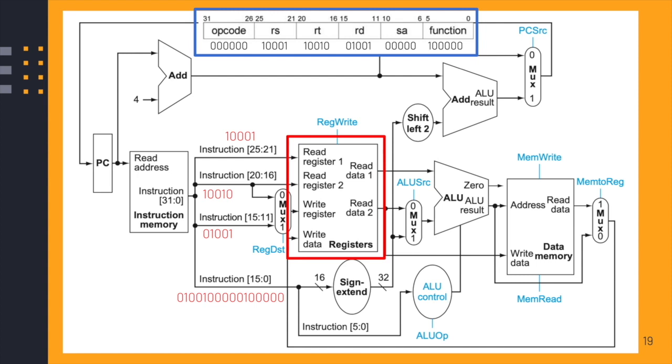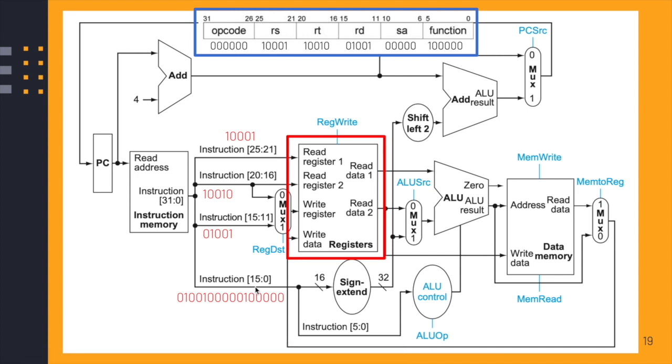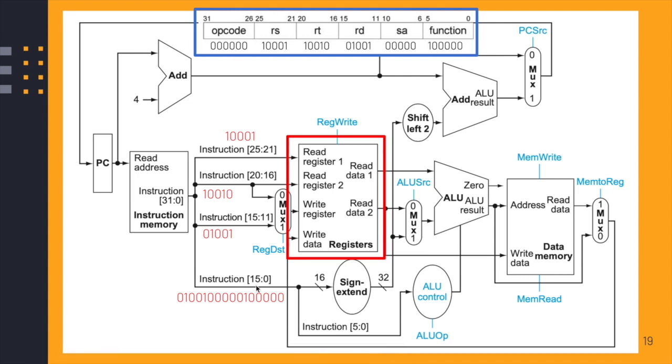So I will look into the sign bit, which is bit number 15, the most significant bit. If it is 0, I will add 16 zeros to the left. If it is 1, I will add 16 ones to the left. 0 means positive, 1 means negative. So if I find it's negative, meaning it's 1, I will add 16 ones to the left. And if it was a positive number, meaning this bit is 0, I will add 16 zeros to the left. Okay, and that's how sign extend works.